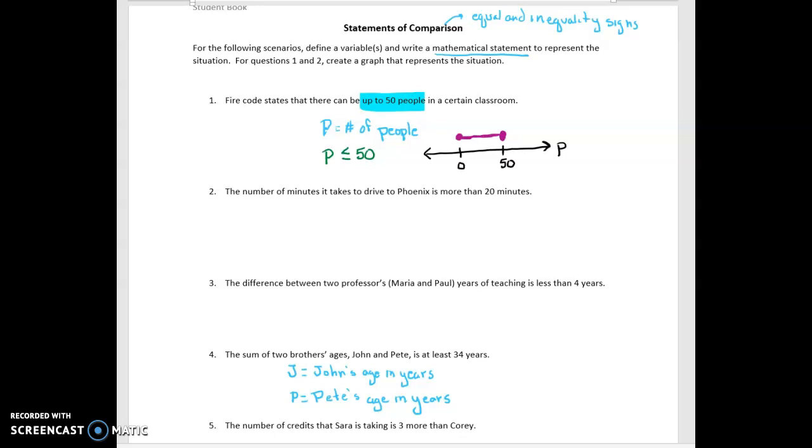Now we're going to talk about the sum of the brothers' ages being at least 34. Sum means the answer to an addition problem. So we're going to take J plus P is at least 34. So that is greater than or equal to 34.